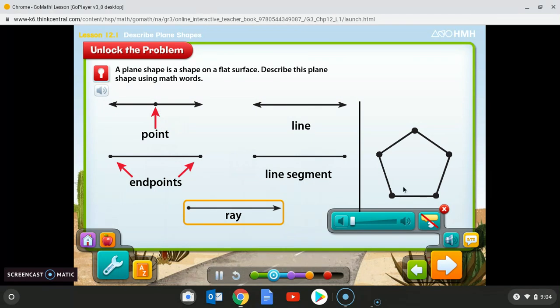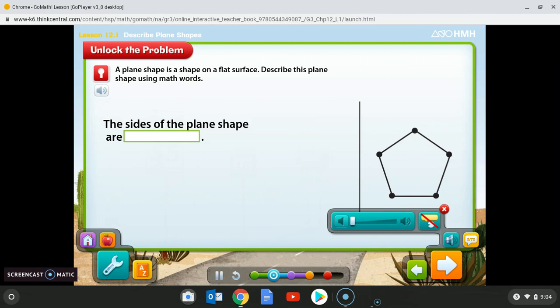So looking at this shape, we're going to be asked a couple of questions. Hopefully now that we know this vocabulary, we'll be able to answer them. So the next question we want to know is how many sides, right? The sides of the plane shape are what? Are these points? Are these lines? Are these endpoints? Are these line segments? Or are these rays?